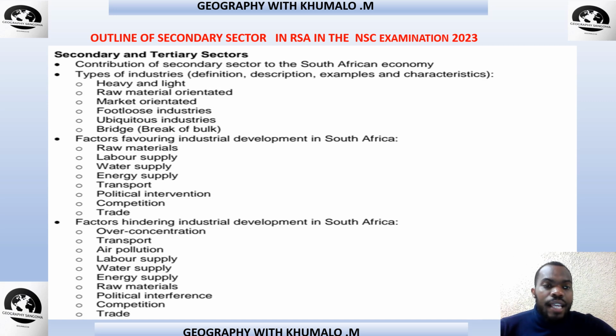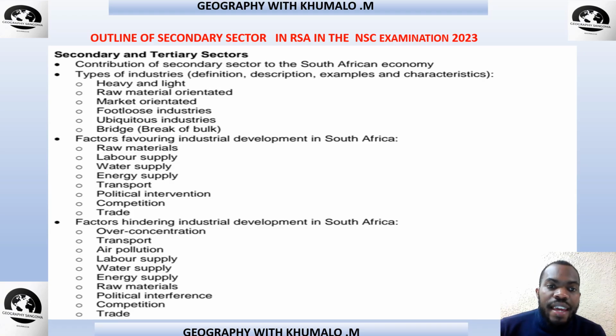The examiners expect you to have understood what the secondary and tertiary sectors are, the contribution of the secondary sector to the South African economy, and the types of industries. On the types of industries, you have to understand the definition, the description, the examples of those types of industries and their characteristics.